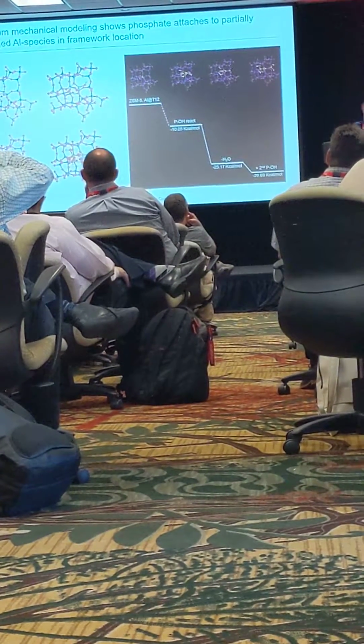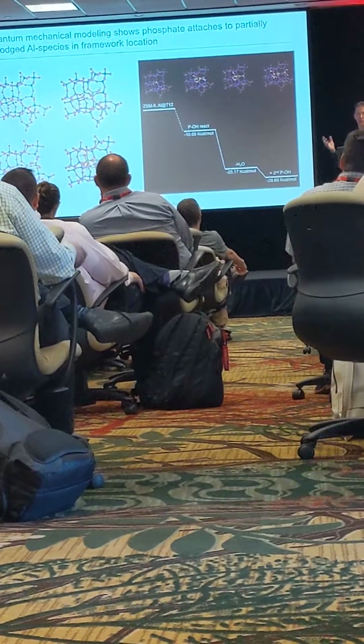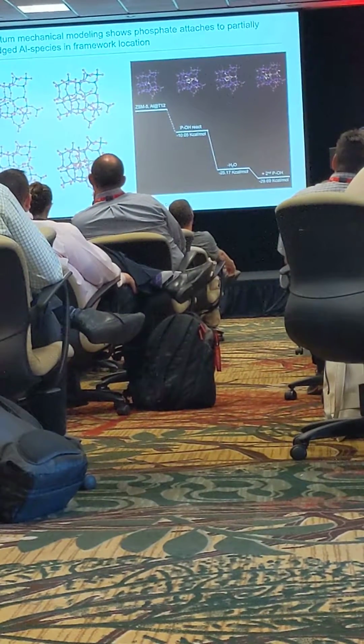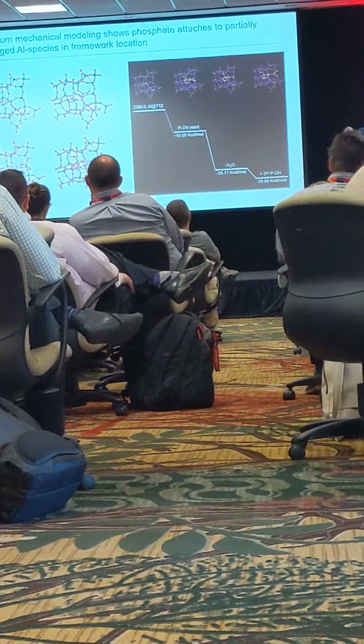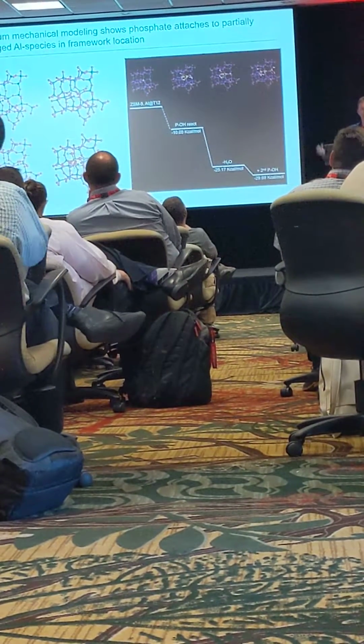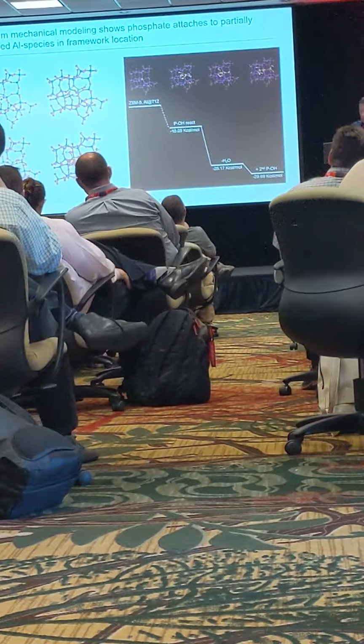Give you a great example. A fully dislodged aluminum atom that creates a silanol nest. Turns out for phosphorus to integrate there would be very, very endothermic. It's not going to happen probably. So what's really the case that happens most likely is a partially dislodged aluminum, then phosphorus moving in, joining the framework, and healing it and participating.